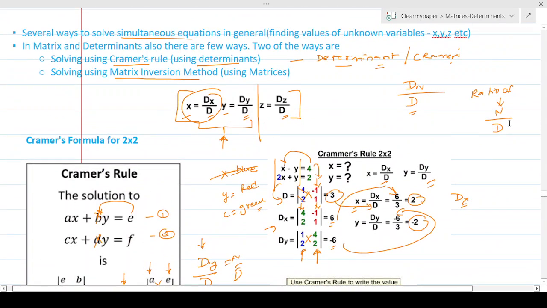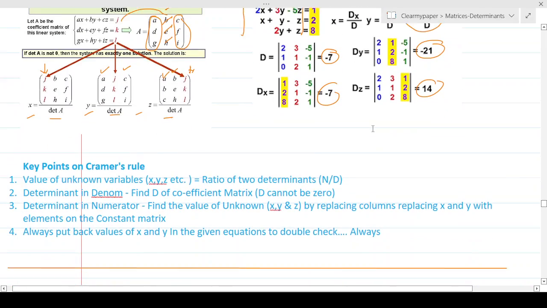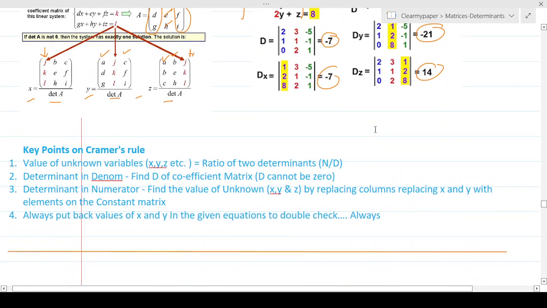Pretty much that's what you memorize: x is equal to dx by d, y is equal to dy by d, and z is equal to dz by d, whether it's a 2 by 2 or you're solving for a 3 by 3. Okay, so what are the important points on Cramer's rule? The value of unknown variables x, y, z is equal to the ratio of two determinants, one in the numerator, one in the denominator. That's what we saw.